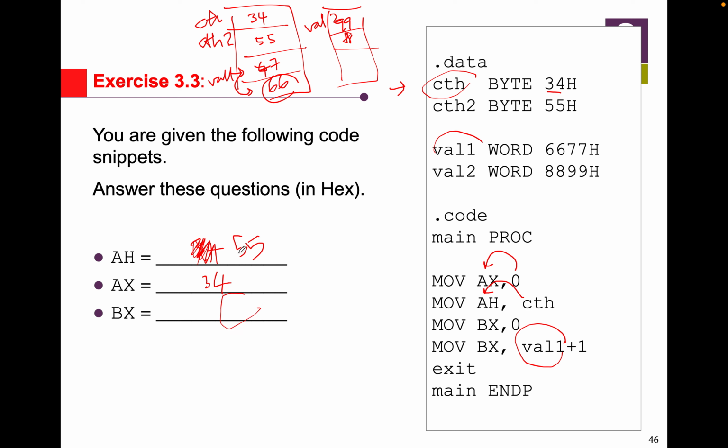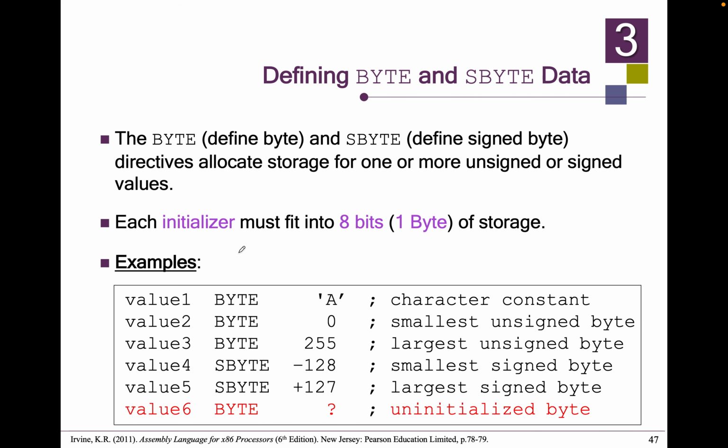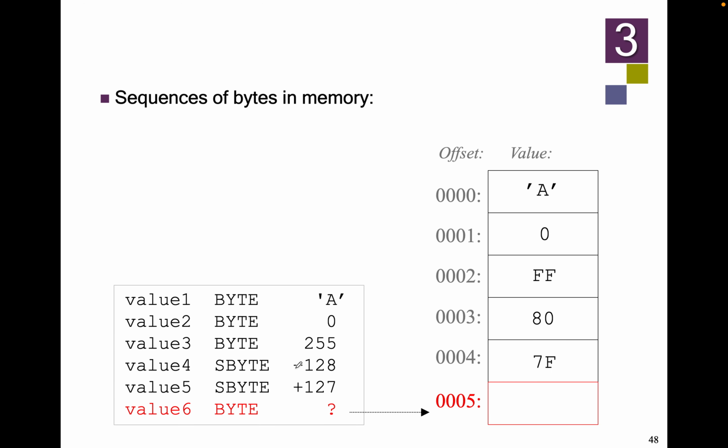And just now we have the BX value. So defining byte and sign byte. What is the byte? What is a sign byte? This one also we already looked at. Okay, now we have another example.